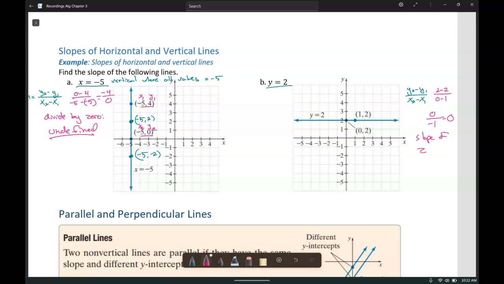All vertical lines have an undefined slope.